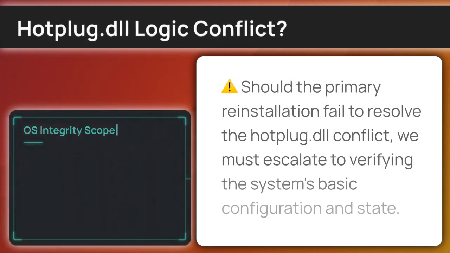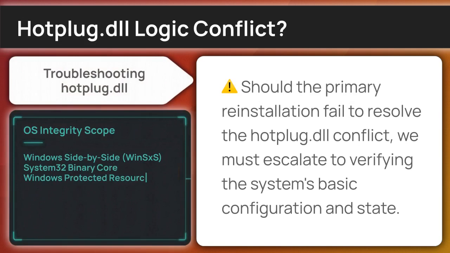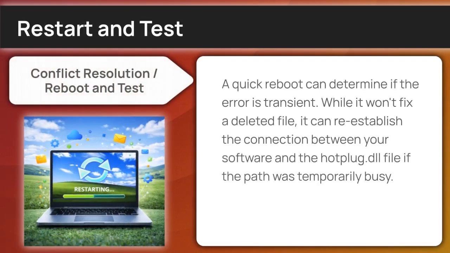In the event the error remains visible, it indicates we need to verify the environment's ability to register new shared resources. A full system restart ensures that no background processes are currently locking the Hotplug library file. A fresh boot allows Windows to reinitialize its library map from a clean state.